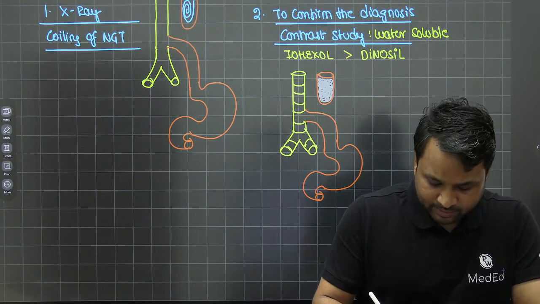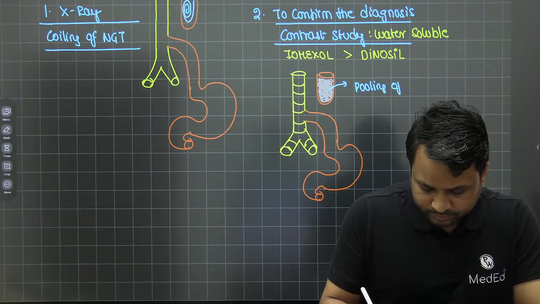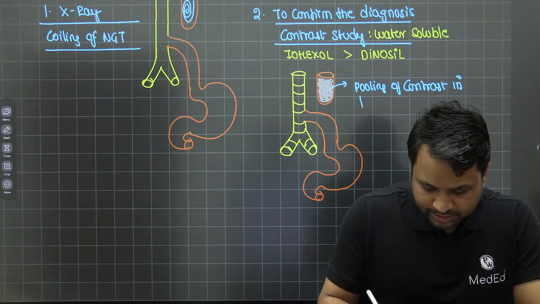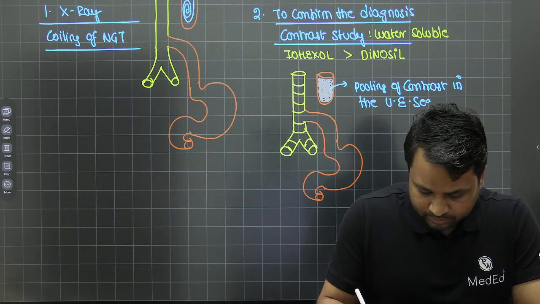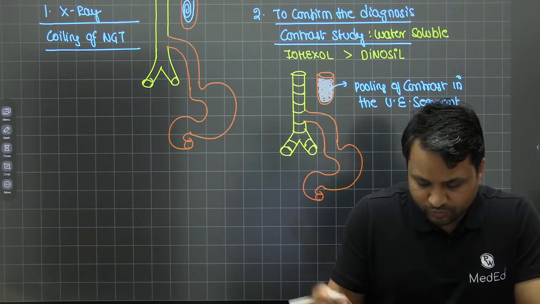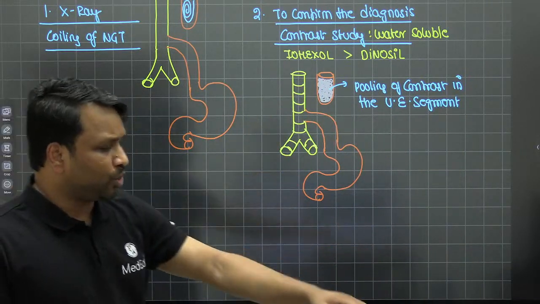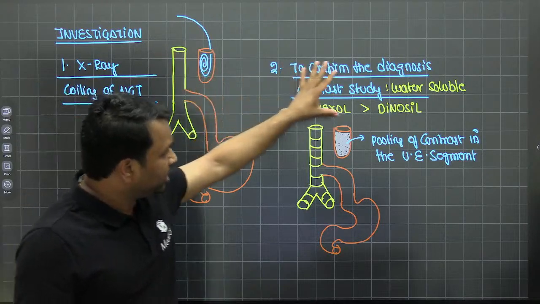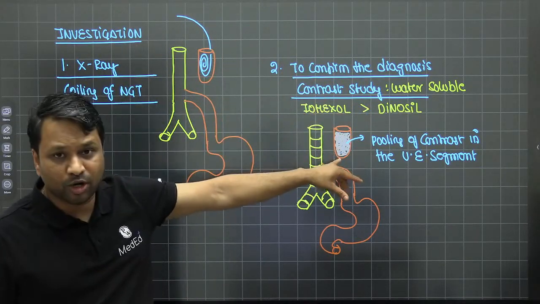So what is the finding that I'm going to get? I'm going to get pooling of contrast. I'll see the pooling of contrast in the upper esophageal segment, telling you that there is an atresia. So I did the X-ray first. On the X-ray, I saw the coiling of the nasogastric tube. To confirm why it is coiling, whether there is any obstruction, I did a contrast imaging.